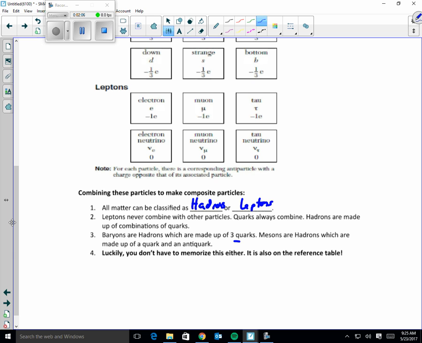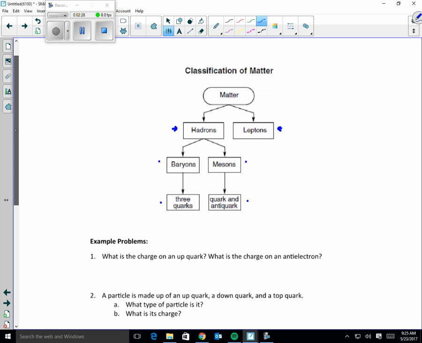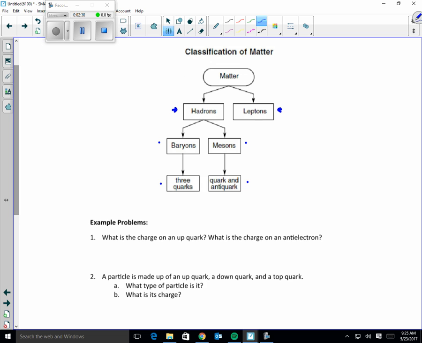Again, you have to memorize it. Also on the reference table. Okay? And that looks like this. Okay? All matter can be classified as hadrons or leptons. Leptons are just single particles. They're not made up of anything else. Hadrons can be baryons if they're made up of 3 quarks, or they can be mesons if they're made up of a quark and an antiquark. So almost all of the problems we're going to be dealing with are just using these charts.